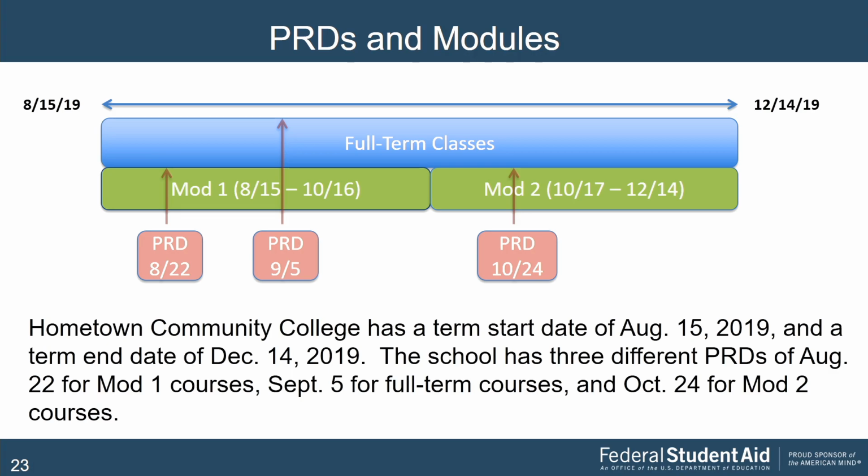So here we have Hometown Community College. Their term runs from August 15th to December 14th. They have full-time courses that run the entire term, and then they have Module 1 from August 15th to October 16th, and Module 2 from October 17th through December 14th.